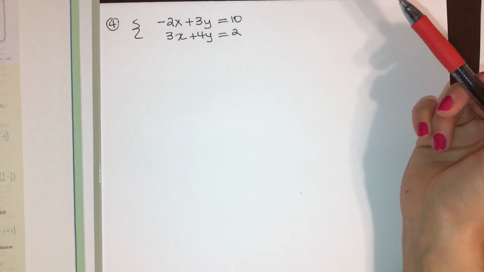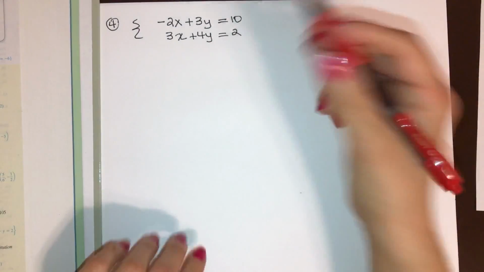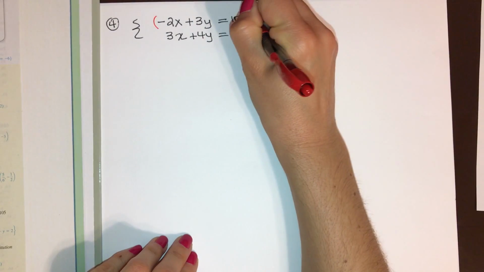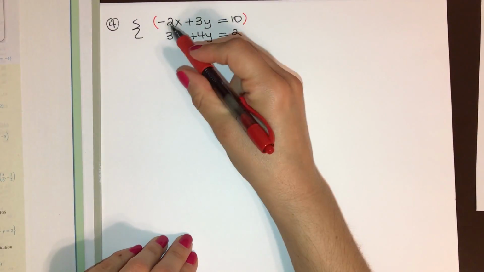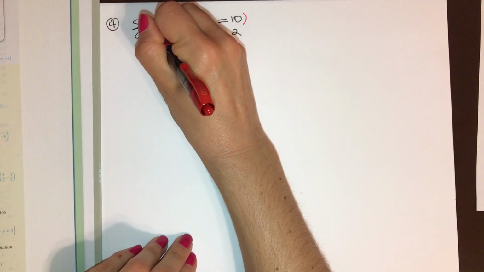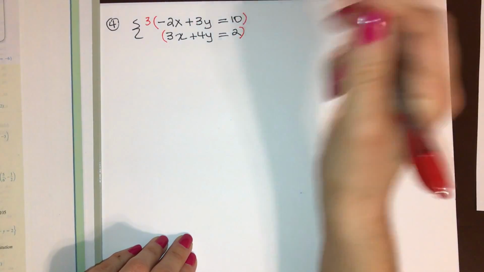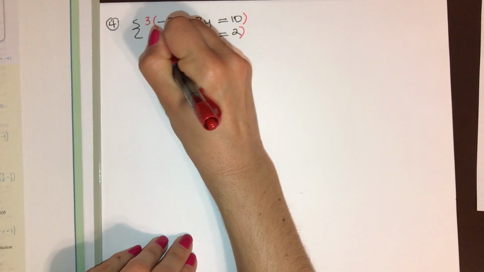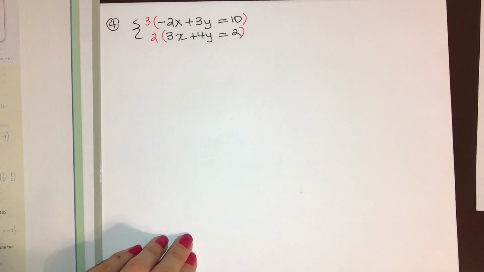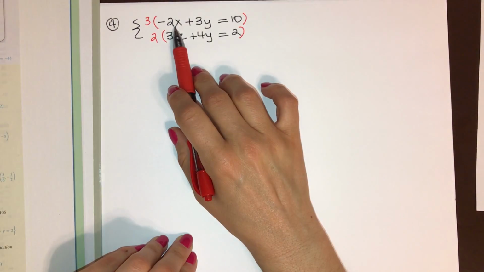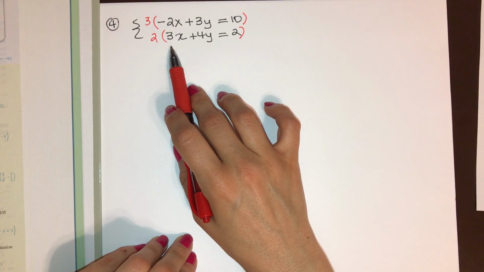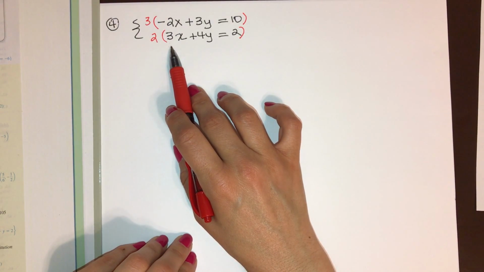So I need to figure out what I'm going to multiply by. So normally what you would do is just multiply by the opposite number. So this will be multiplied by 3 because that's a 3. And then the second equation will be multiplied by 2. Notice that when you do that, you have to get the same number with opposite signs. So this turns into -6. This turns into 6. I know that -6x plus 6x is 0.